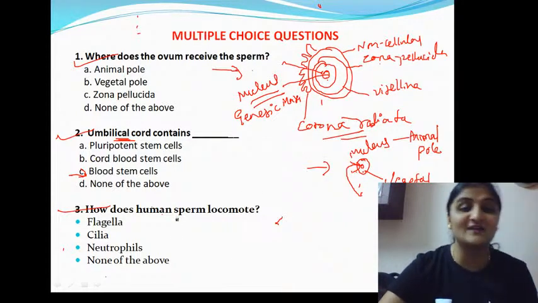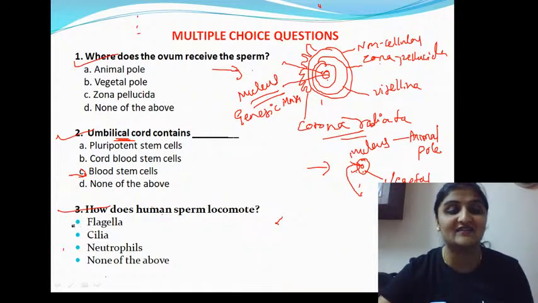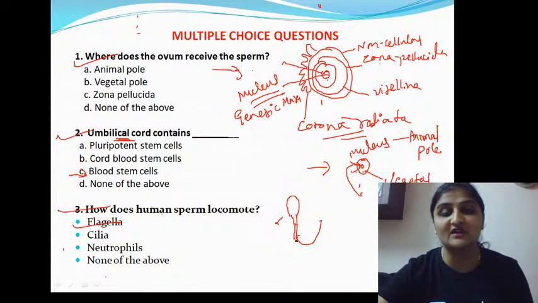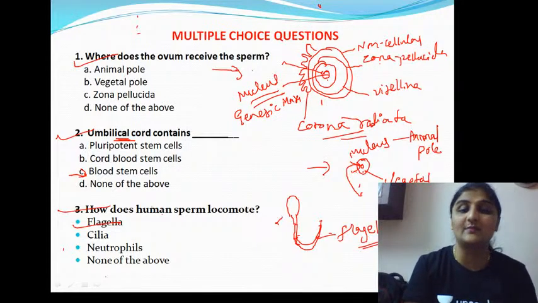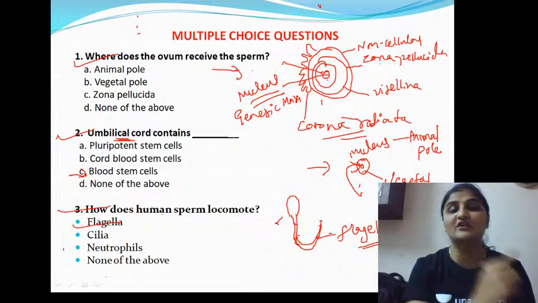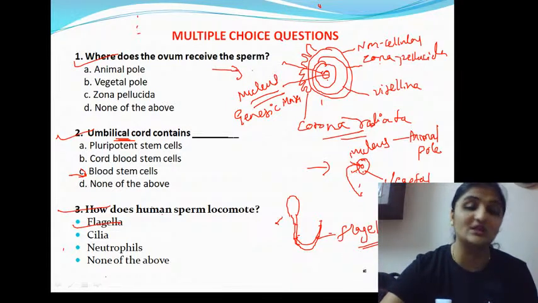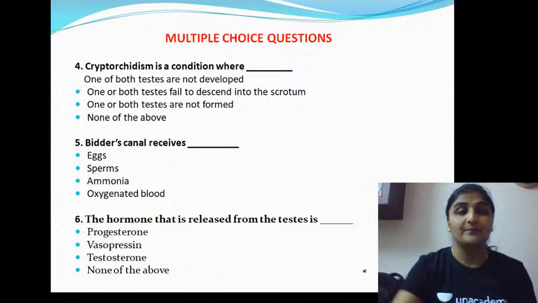Many of my students are giving the right answer. Correct, and it is flagella. Students, I just now said there is a head region, there is a neck region, and there is a mitochondria coming up. And this has a tail-like structure, right? So this tail-like structure is nothing but, students, what? Yes, it is a flagella. So this flagella is going to help in the movement of the sperm from one region to the next.